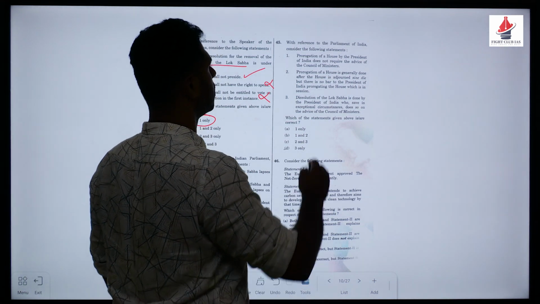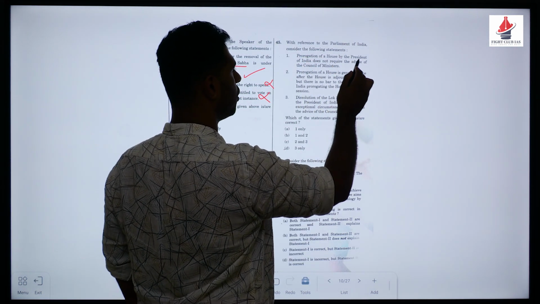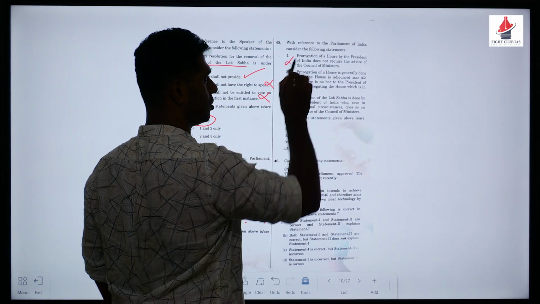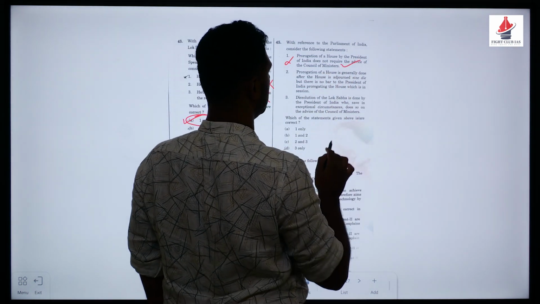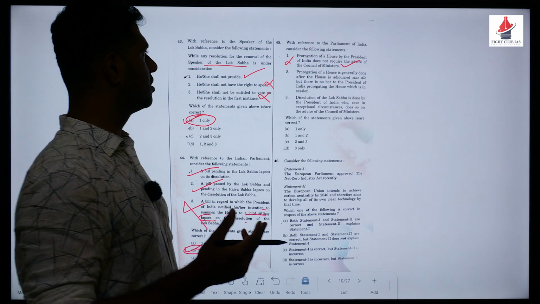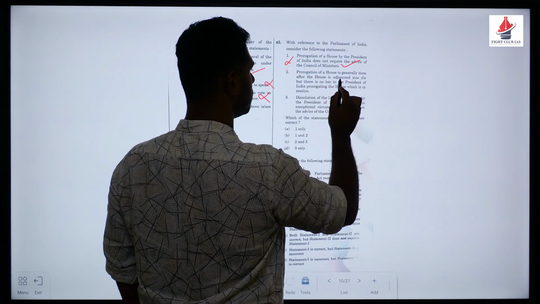Right? Moving on. With reference to the Parliament of India, consider the following statements. Prorogation of a house by the President of India does not require the advice of the Council of Ministers. This is wrong. It does require the advice of the Council of Ministers. Only if there is no proper Council of Ministers, then he can solely take it. Right, 1 is wrong.